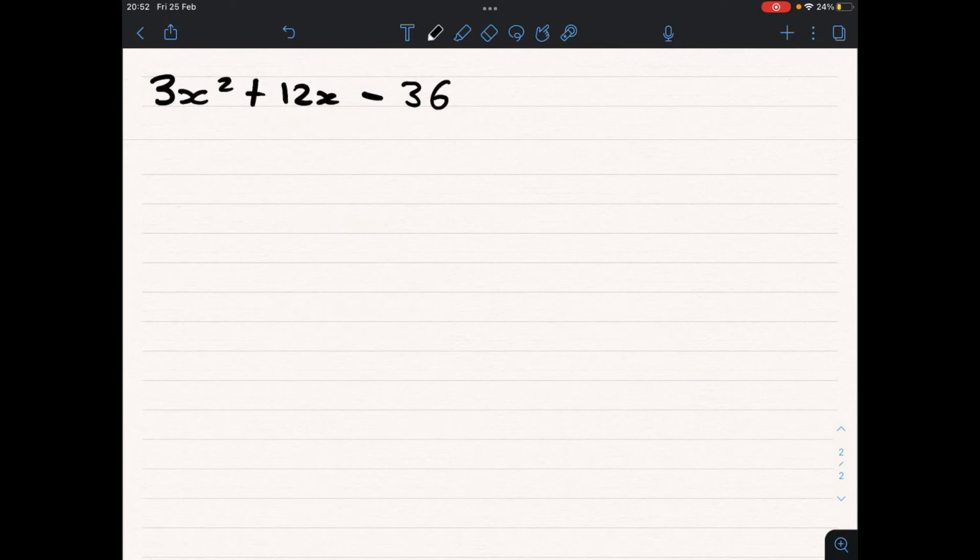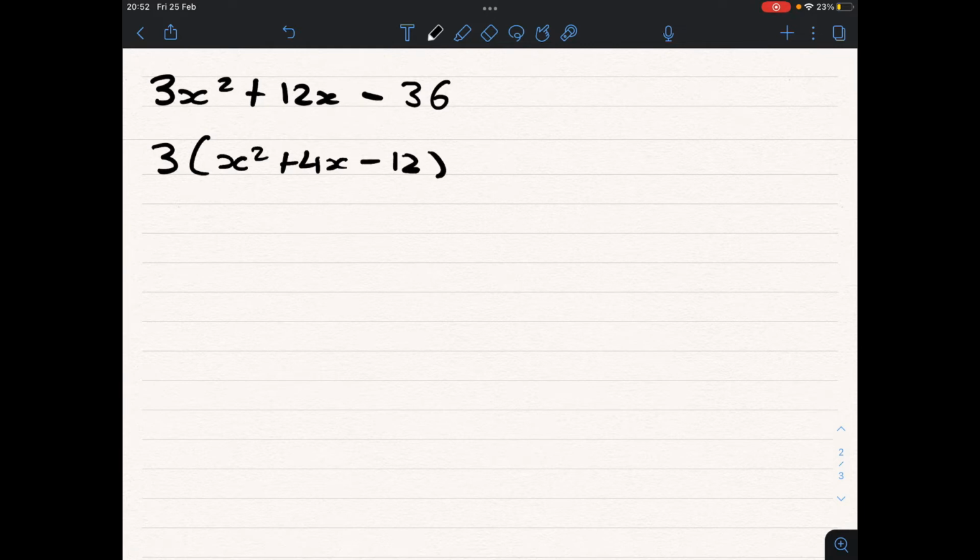We have the equation 3x squared plus 12x minus 36. At first, it might seem scary, but if you think about it, what is the common factor of all these three numbers? It's 3. 3 divided by 3, 12 divided by 3, 36 divided by 3, all give us whole numbers. So, in fact, we can take out 3 and just factorize it from there. So we've got 3, and you've got x squared plus 4x minus 12.